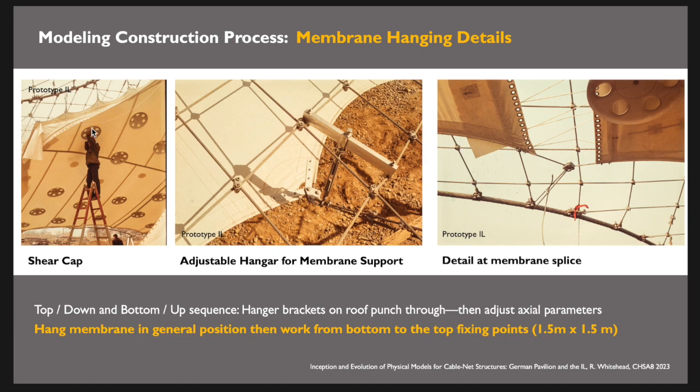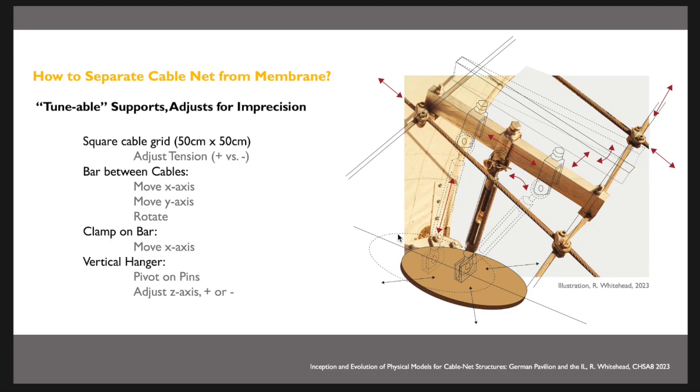Okay, so how does this frisbee connect to this bar, and how can they make that so it would be tuned? The first thing they found out was they needed to start from the bottom and pull their way up. So they tune it each and every time. They hang it in a general position. How do they tune it? Here's the brilliance of this full-scale detail. This bar could slide side to side in between. You could also fix one end and it could rotate.